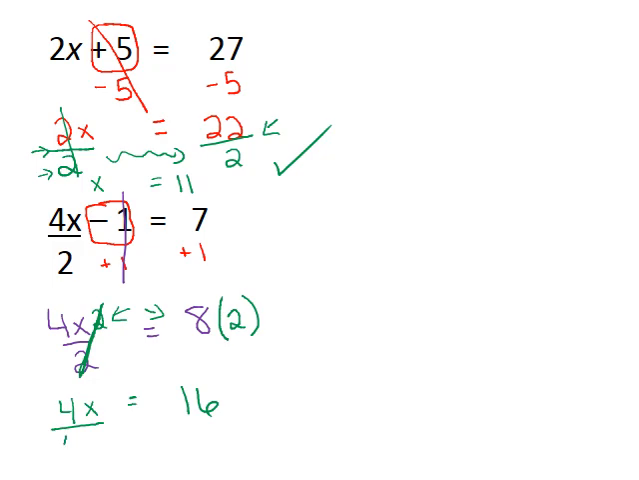Gee, I wish I had a 4 on the bottom so that my 4 could cancel out. What I do to one side, got to do to the other. x is equal to 16 over 4. And if you know anything about fractions, hopefully we do, we know that 4 goes into 16 exactly 4 times, so x is 4.